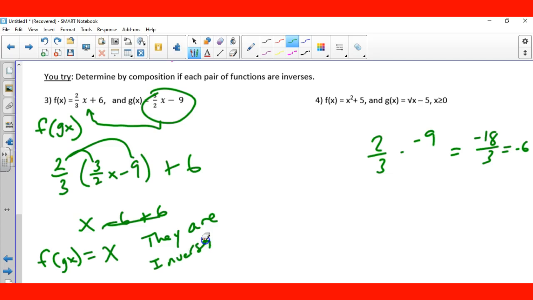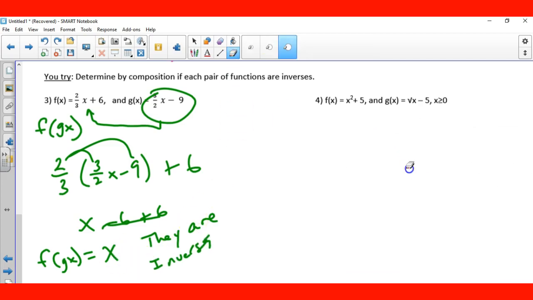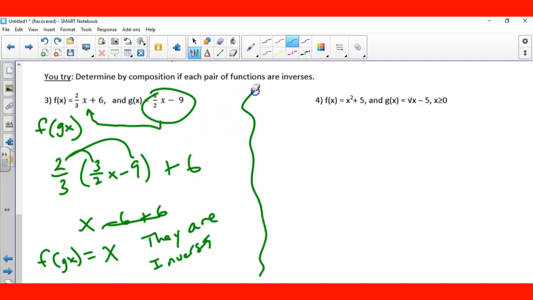There's a question on your test, man, just like this. It says prove or disprove, something like that. I can't think of the word off the top of my head right now. But you're going to basically use composition to show that the two functions provided are inverses or they are not inverses.